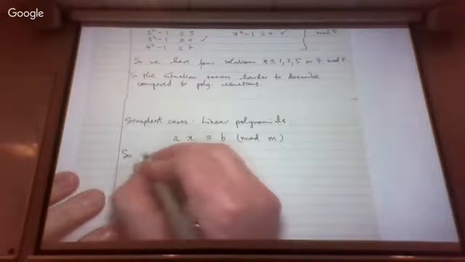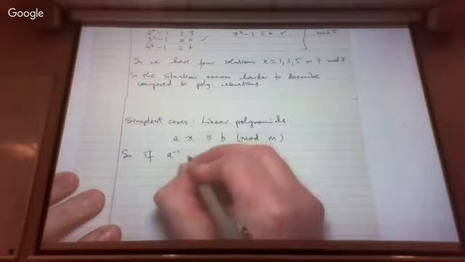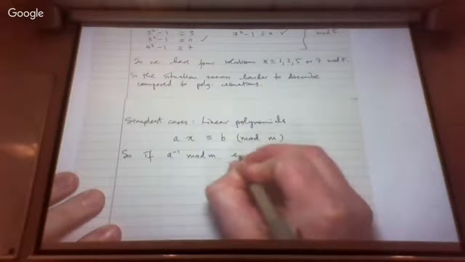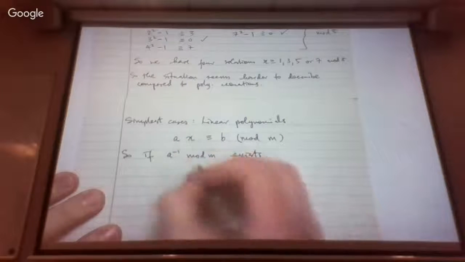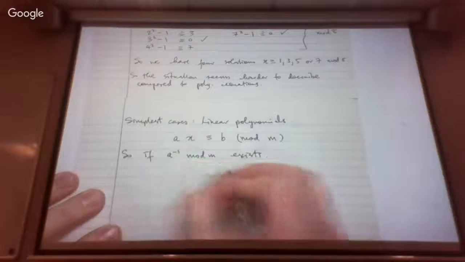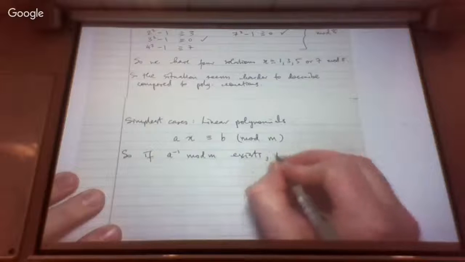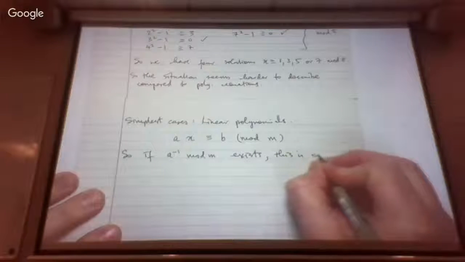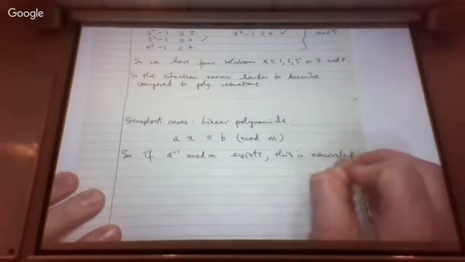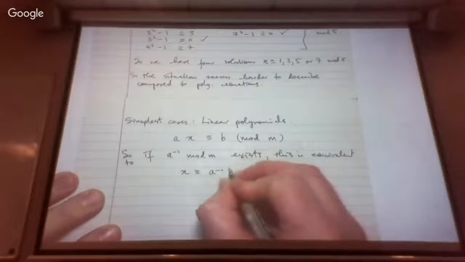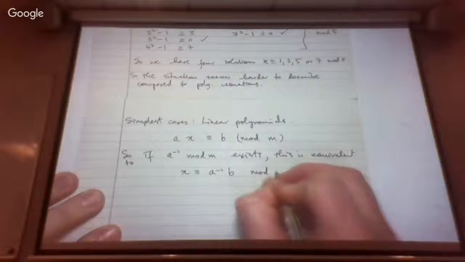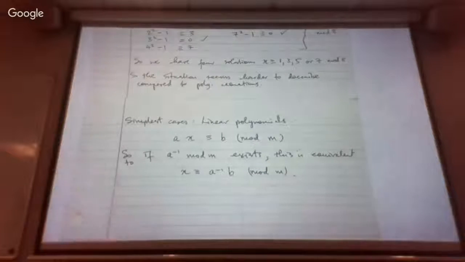So if a inverse modulo n exists, this thing can be true if and only if this is equivalent to x being congruent to a inverse times b modulo n. So there's only one solution.